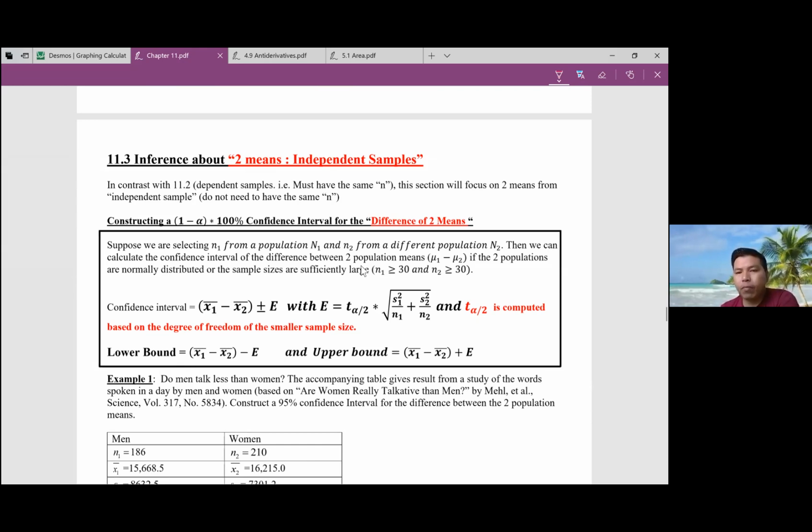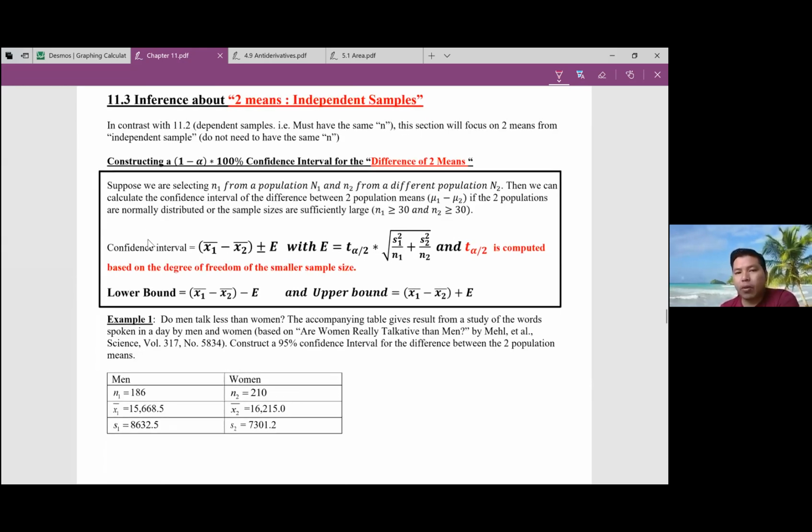Right? So for the confidence interval, what we need is x1 bar minus x2 bar, plus or minus e. And then the margin of error will be t alpha over 2, right? So regardless of 11.2 or 11.3, we're still using t alpha over 2, because anytime we talk about the mean, we're going to use the t distribution, not the z distribution, okay? And inside here, we have s1 squared divided by n1 plus s2 squared divided by n2, right?